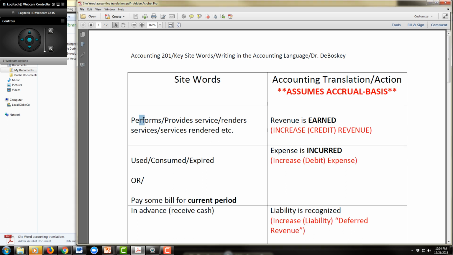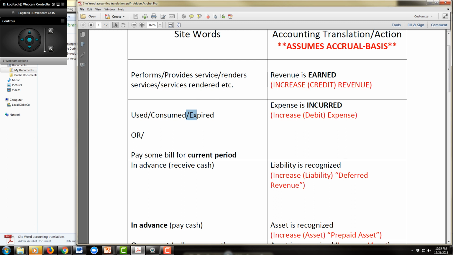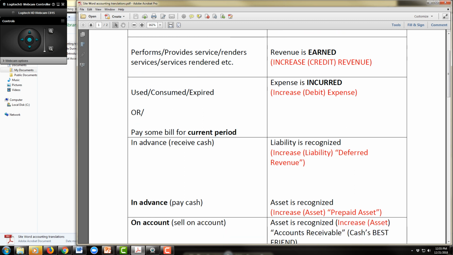So whenever you see the word performs, provides, renders, services, services rendered, etc., generally this means that revenue is being earned, and therefore you need to increase revenue with a credit. Anytime that you see the sight word used, consumed, expired, generally that means an expense has been incurred, and therefore you need to increase an expense with a debit. If you pay some bill for the current period, remember the current period is also another key sight word. That means an expense is generally incurred immediately.